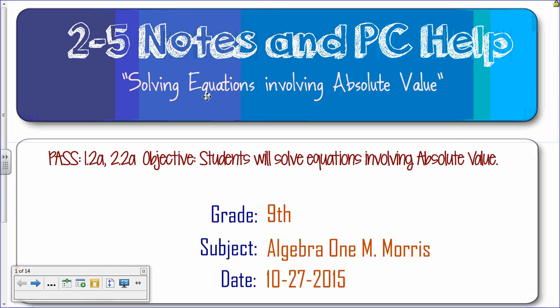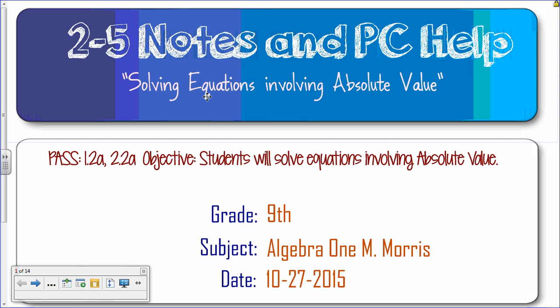The last couple of years, they have wanted you to be more aware of the standards, so we try to implement it more into our curriculum and how we teach things. Make sure you get the objective too: students will solve equations involving absolute value. This is probably next to 2.4, a little bit more involved than some of the things we've done up to this point. So make sure you follow along closely.